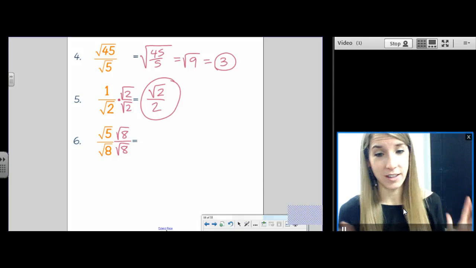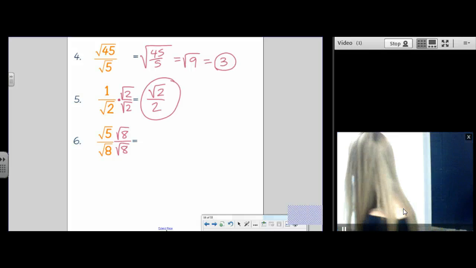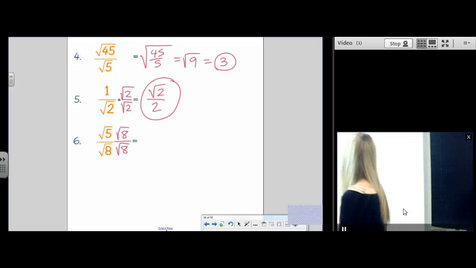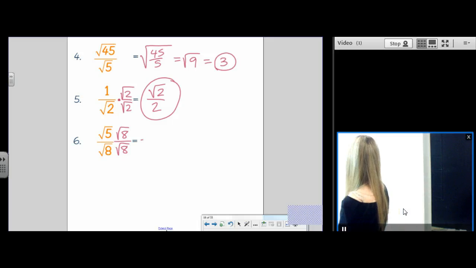Okay, so we do that by multiplying the top and the bottom by the radical in the denominator. What's square root 8 times square root 8? Well, by golly, it is 8. What's square root 5 times square root 8? It is square root 40.